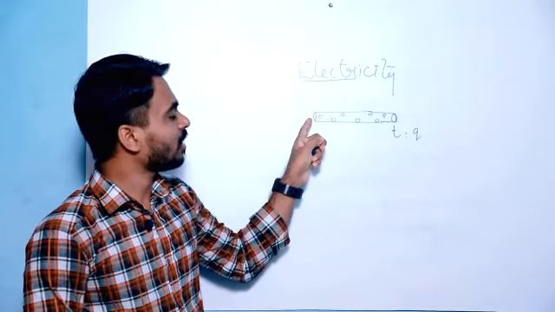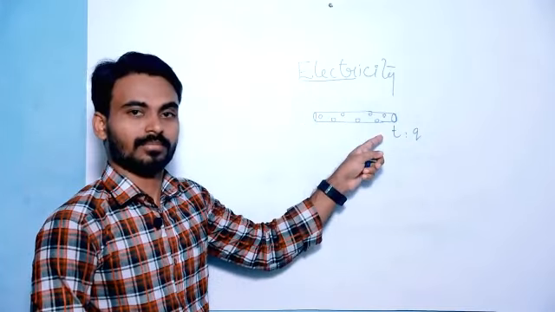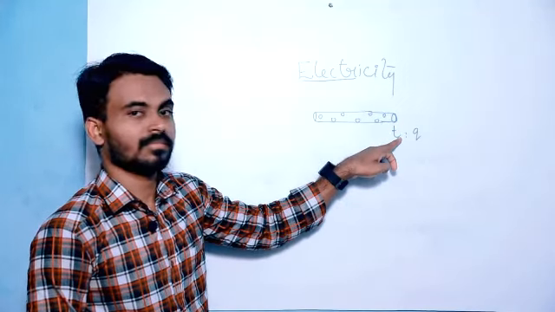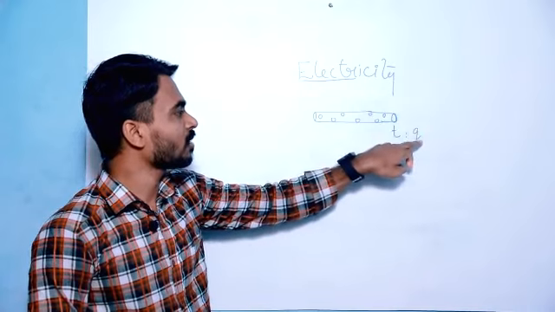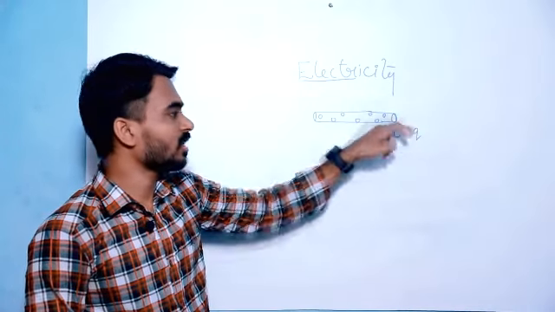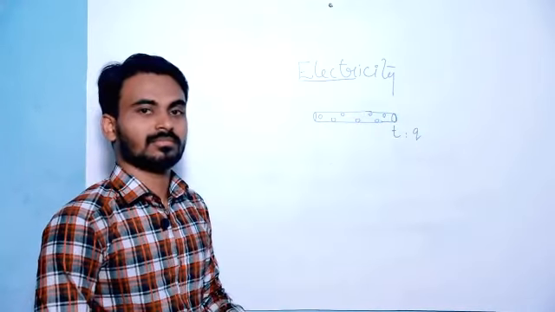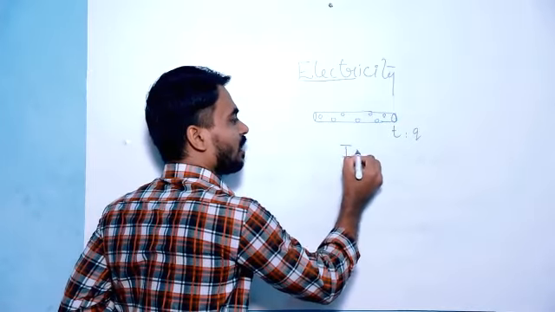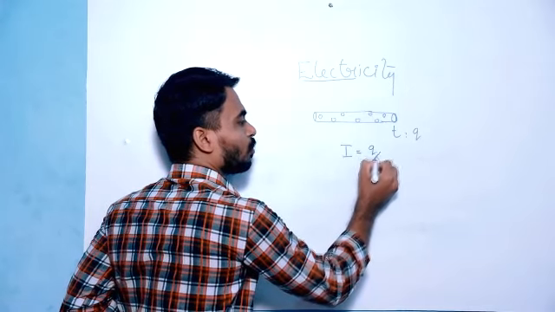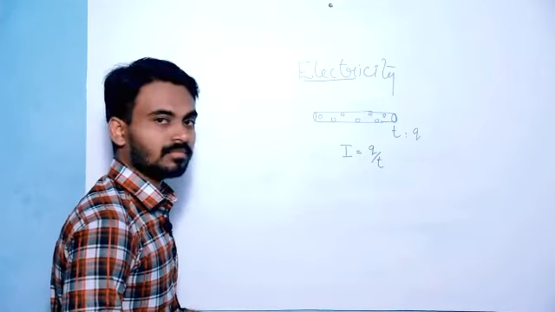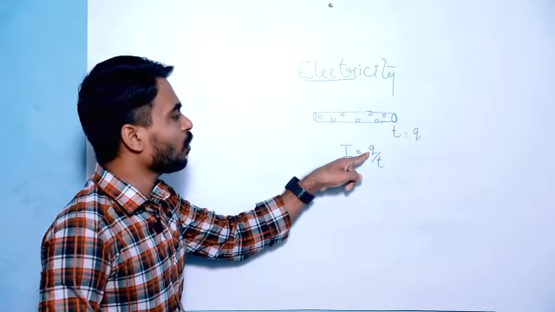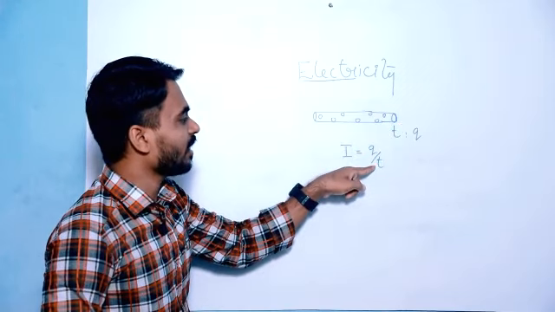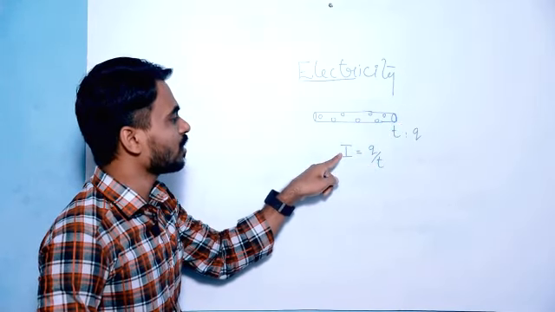Again, through this conductor a large number of electrons are flowing, and I consider this area at the time t. During that time t, q amount of charge flows through this conductor. Then we can write I is equal to q by t. Q amount of charge is flowing through this area of cross section in time t. It constitutes the current.